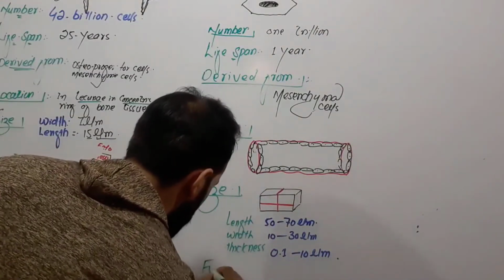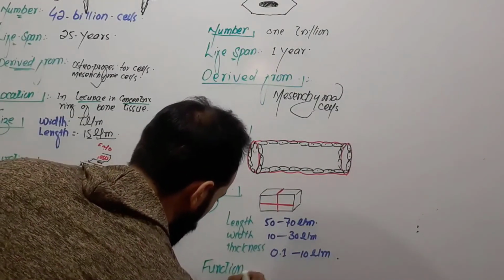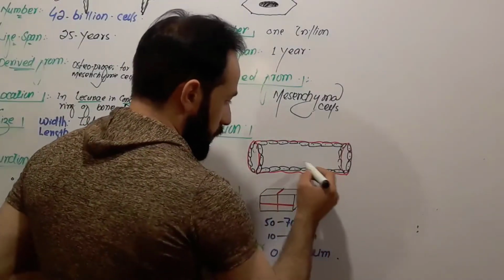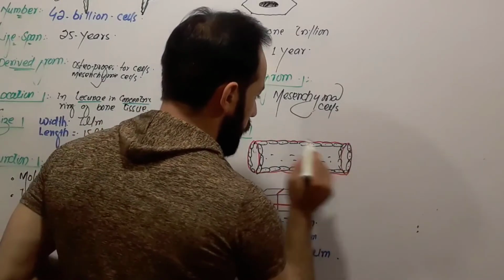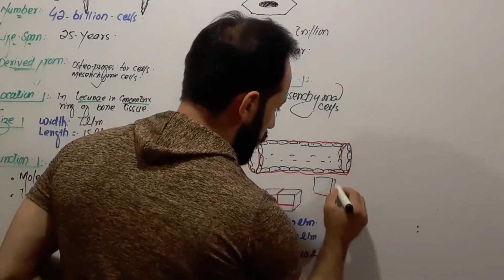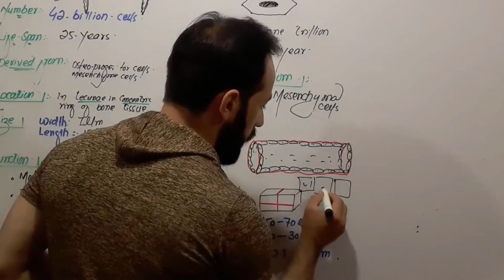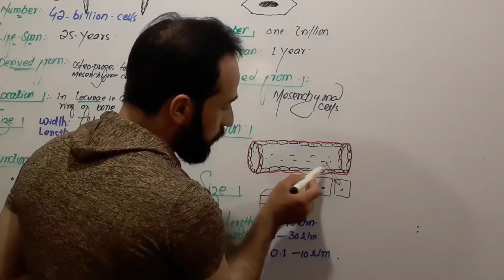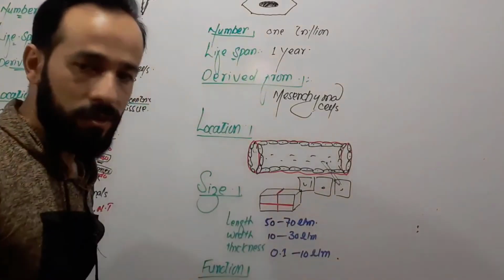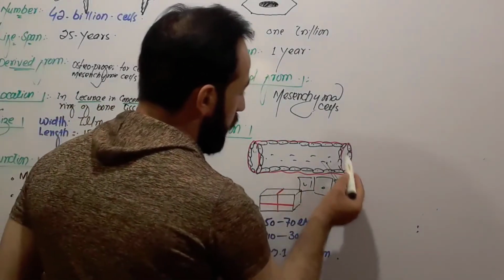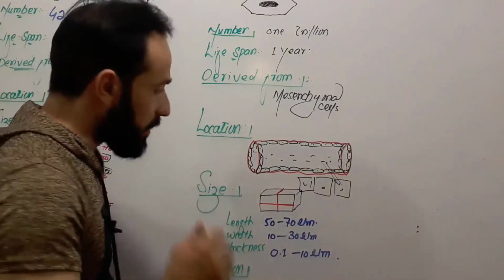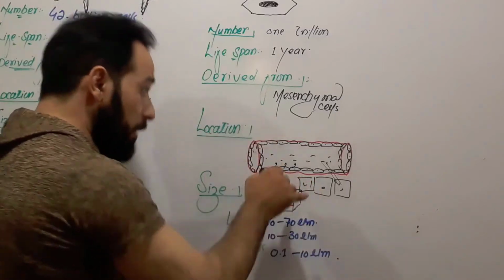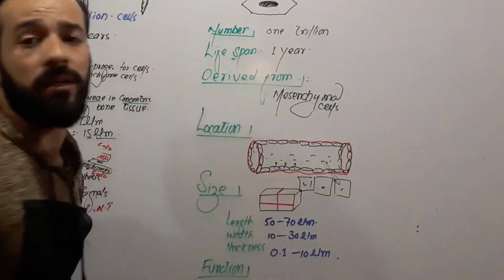And what is their function? Most importantly, look carefully friends. Whenever blood comes, blood brings different needed substances to the tissue cells. These are the cells of the tissue, and they need different substances. So these endothelial cells help in the exchange of different substances between blood and tissue. That is the first function. The second function is that they make the walls of the blood capillaries. The third function is that they also help in blood clotting.